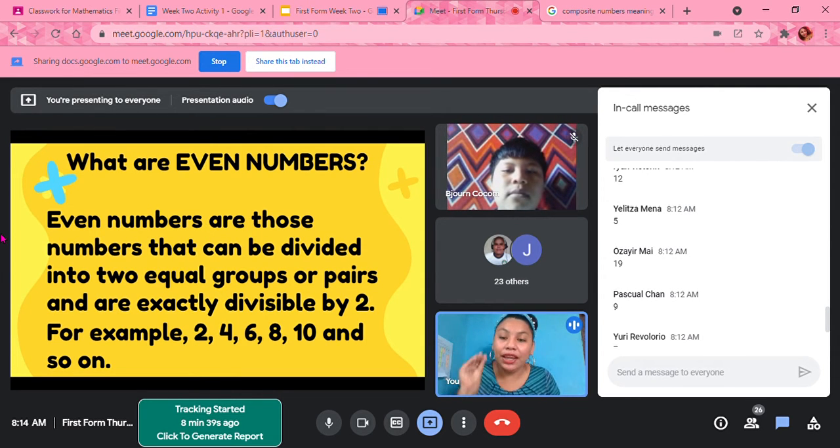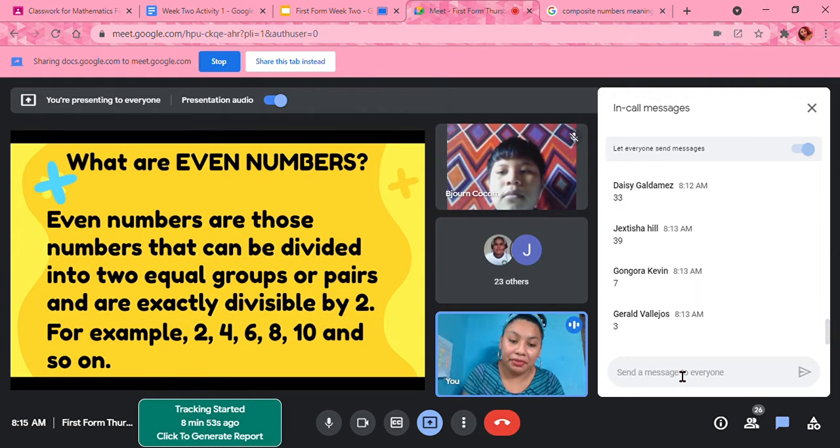So basically odd and even numbers are the opposite. So if I cannot divide an odd number by 2, then that automatically means that the even numbers are all those numbers that I can go ahead and divide by 2. So even numbers are those numbers that can be divided into equal groups or pairs and are exactly divisible by 2. For example, 2, 4, 6, 8, 10, so on.